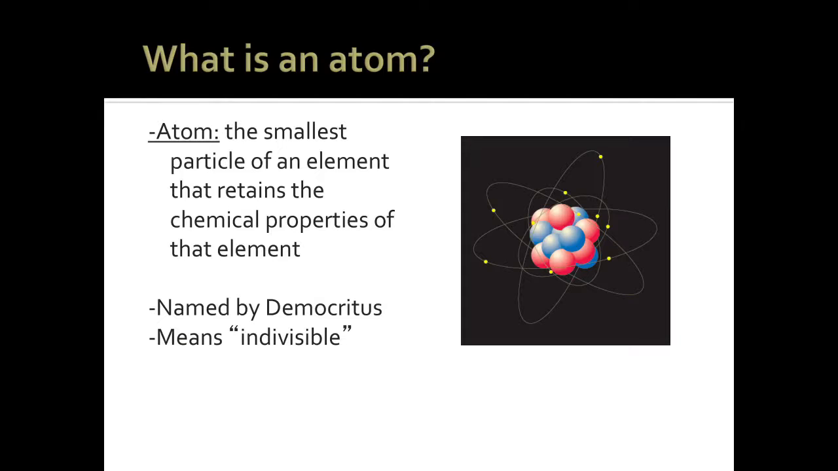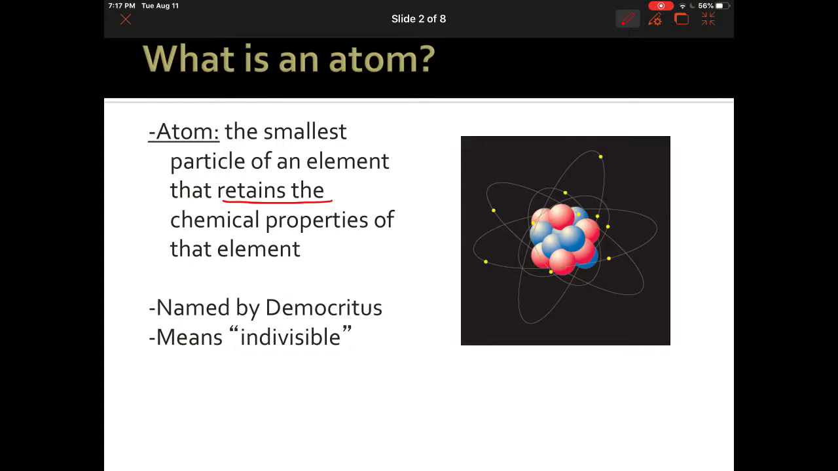First, what is an atom? Atoms are the smallest particle of an element that retains the chemical properties of that element. So that retains chemical properties is super important. So as long as you can keep breaking it down and it still behaves the same way, it's not quite to an atom yet. Remember that atoms were named by Democritus and that the word means indivisible, which we know is not entirely true because we have nuclear fission now.